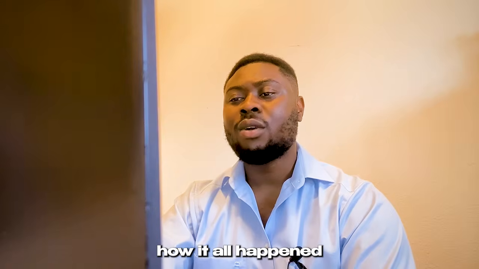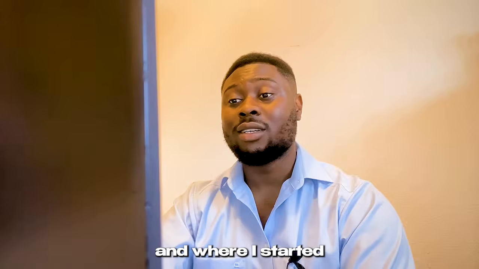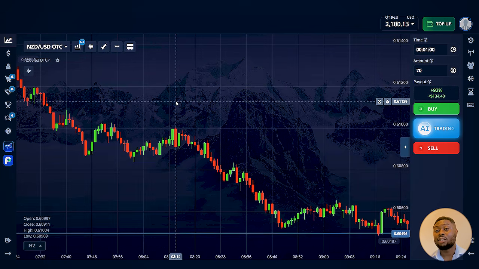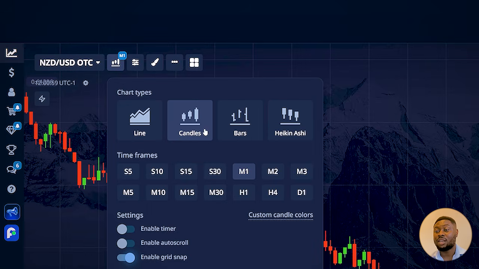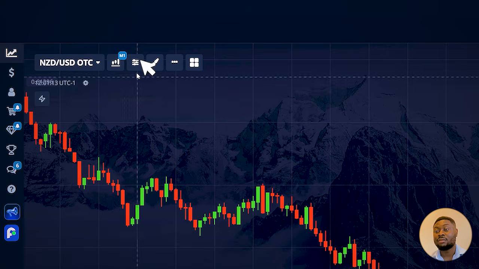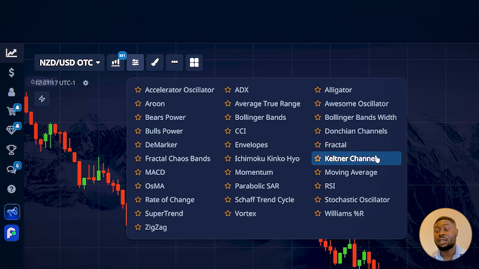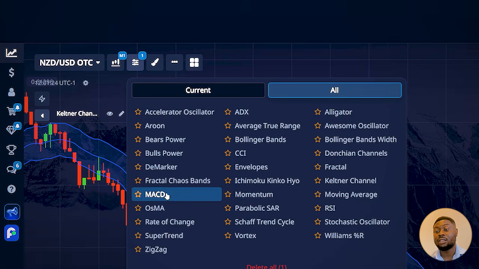Let me show you how it all happened and where I started. I will now set up my account before I start working with a strategy. In order not to make mistakes, repeat after me. I'll use the candle chart type and the time frame will be 1 minute. Now open the indicator section and select Keltner channel and MACD.